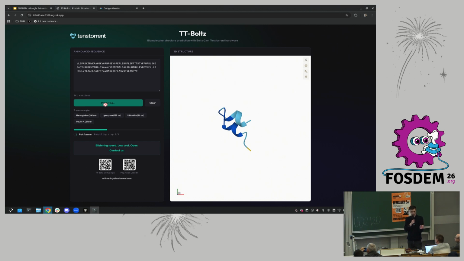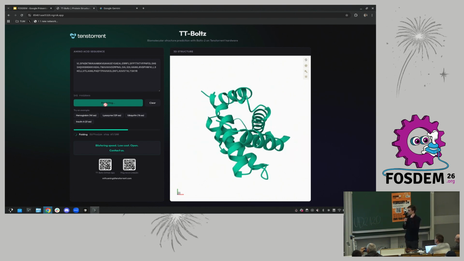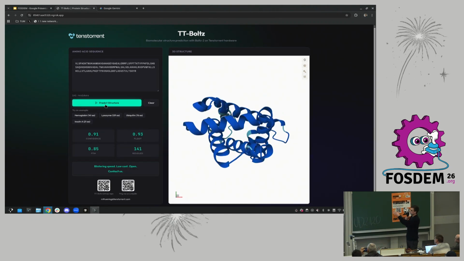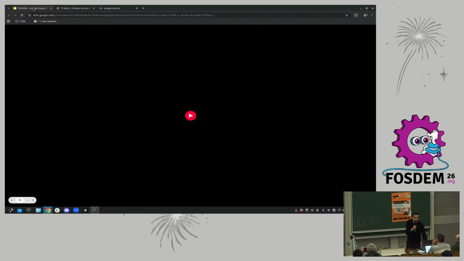So the first part was generating the MSA. Then it is loading the module into the memory. Then the Pairformer runs, and right now that is the diffusion module. And you can see how the protein is folded in real time. That was pretty fast. And then you can also see, for example, for each amino acid here, how confident the model is in the prediction, or the overall confidence, and some metrics that are important for biology. So I think with that we can open up for Q&A maybe.